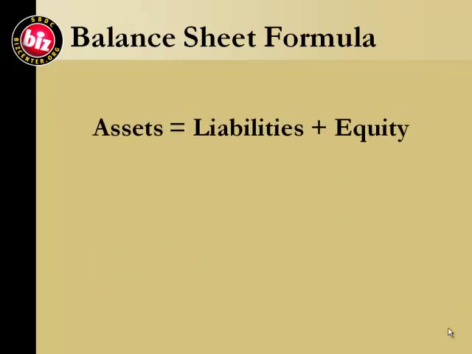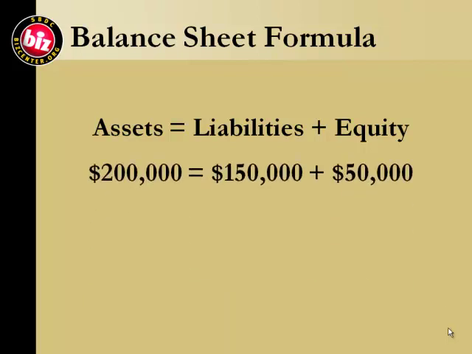Let's think about this formula for a minute by relating it to something in our personal lives. For example, let's consider an asset such as a house. The value of your home will equal the balance of any loans against it plus any remaining equity. Let's say your home is worth $200,000 and you have a loan against it of $150,000. This would mean you have $50,000 of equity in your home.